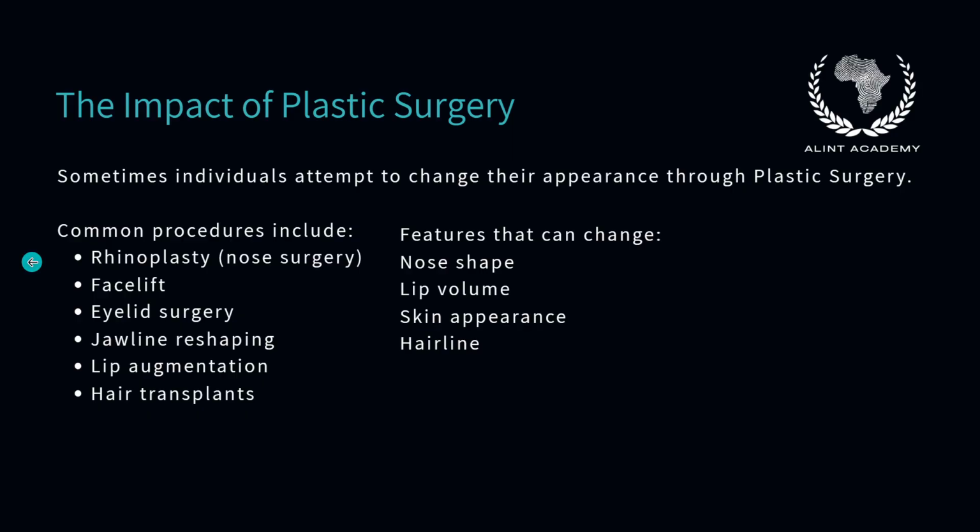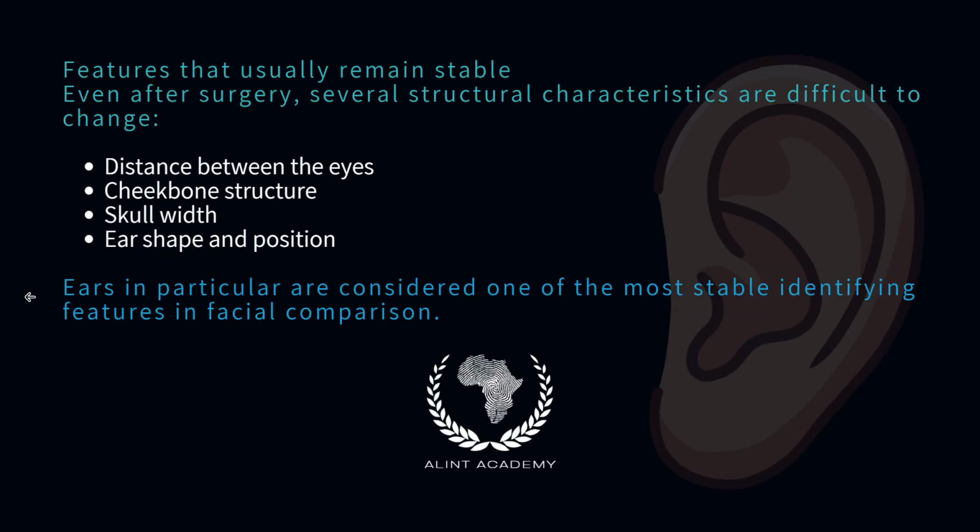However, some features tend to remain stable even after surgery. These include the distance between the eyes, cheekbone structure, skull width, and ear shape and position. Ears, in particular, are considered one of the most stable features in facial comparison.